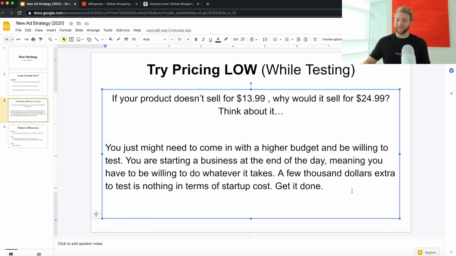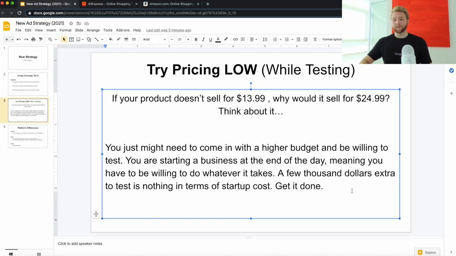But that's so low compared to any other business. You want to open a pizza restaurant, you need to come in with a couple $100,000 and you're going to get a commercial loan for another $1,000,000. I mean, it's not even a comparison. This is a very easy cost of entry. Get it done. Don't make excuses.